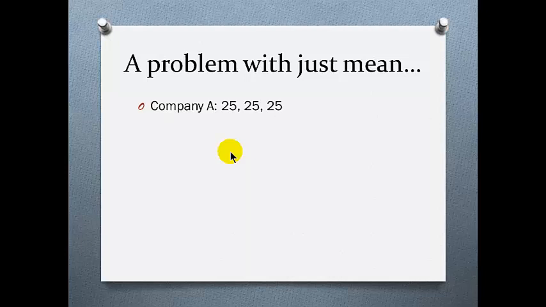Let's take a look at a couple companies. Let's say we're talking about the number of employees in a company, and we're trying to see how successful the company is. So company A has 25 employees in January, 25 employees the next year, 25 employees the next year. 3 years in a row, they've had 25 employees. Well, on average, you might imagine, 25 plus 25 plus 25 divided by 3, there's an average of 25 employees at this company. It's probably staying pretty consistent, pretty predictable.